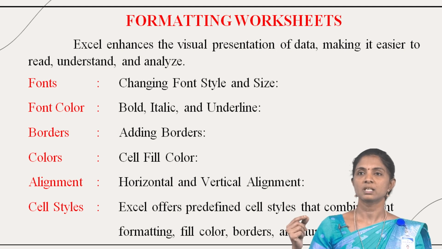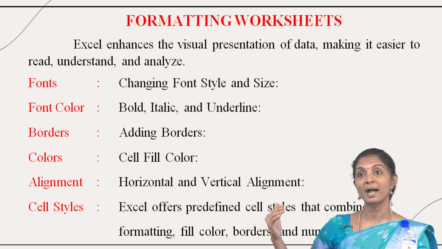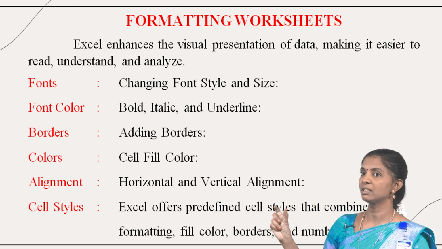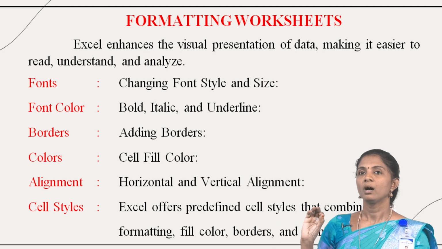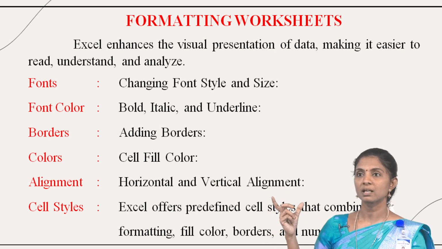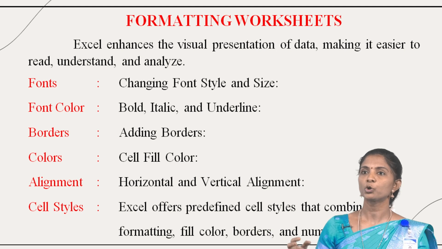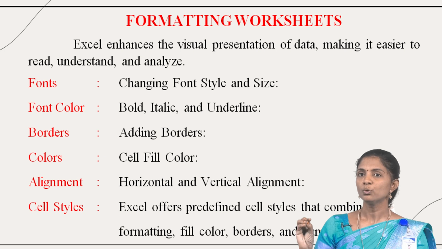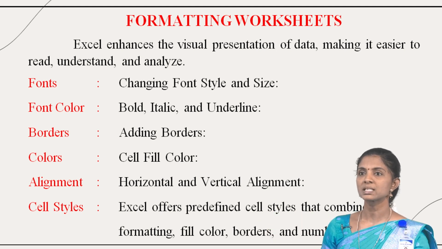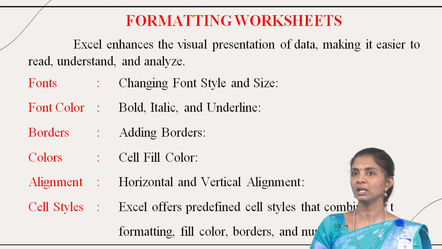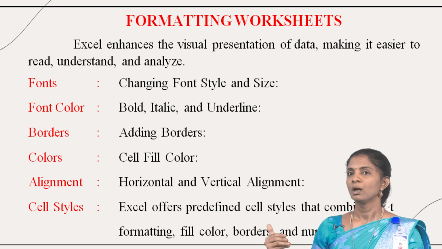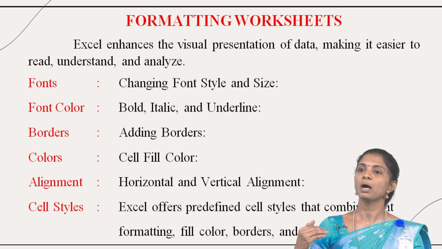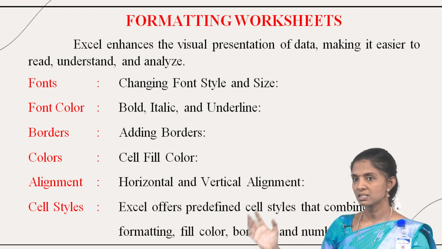So, color options, cell fill colors. A user can change the background color of cells to visually categorize data or highlight specific information. Next one, conditional formatting colors. Different colors can be automatically applied to cells based on their values. For example, using red for negative numbers and green for positive numbers. Last one is theme. Excel provides predefined color themes that can be applied to maintain a consistent look throughout the workbook.